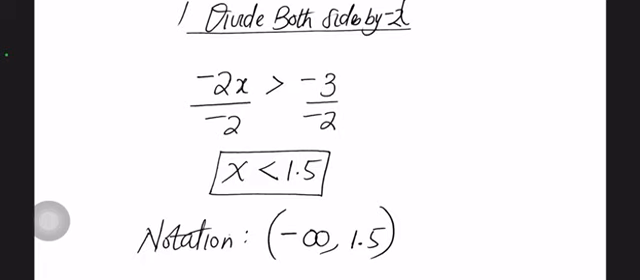So when you write in notation form, you start with the smallest number in the interval. X is less than 1.5. In that interval, the smallest number is negative infinity. The biggest number is 1.5. So again, we use the normal brackets because we don't have an equal sign. Okay.